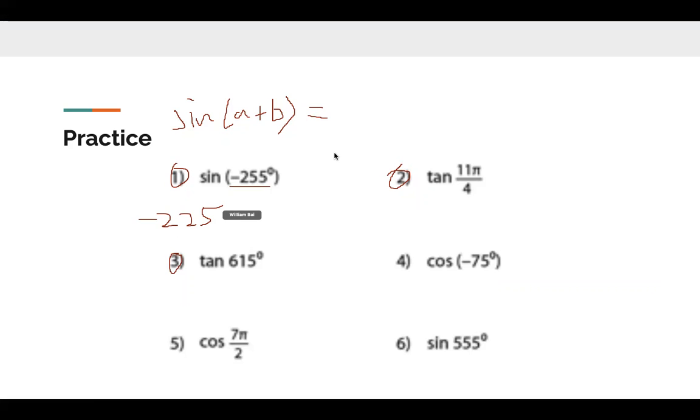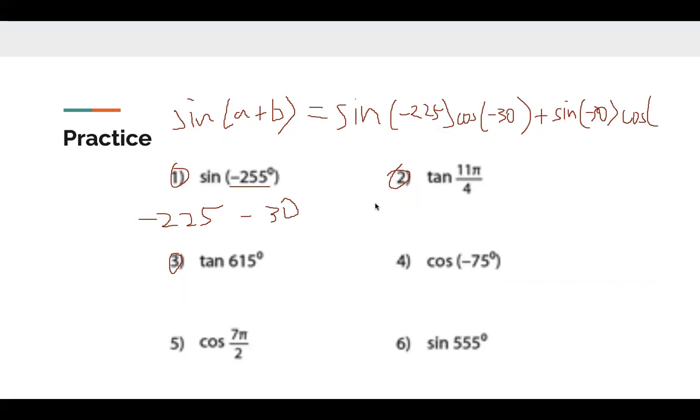So sine of, that disappeared. Did that disappear? That did not disappear. Okay. Sine of negative 225 times the cosine of negative 30, plus the sine of negative 30 multiplied by the cosine of negative 225. There we go.